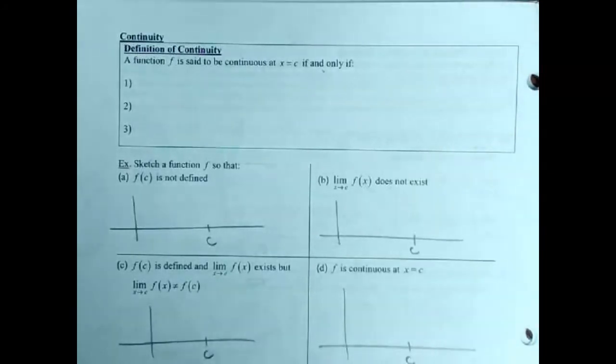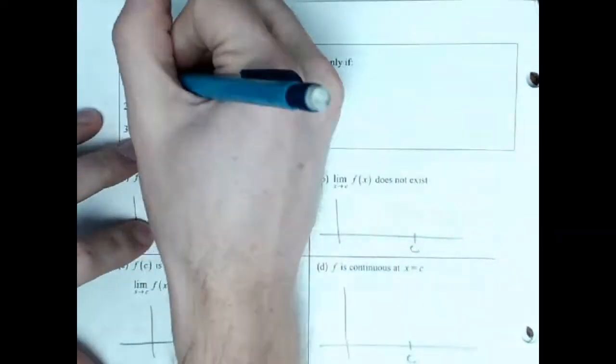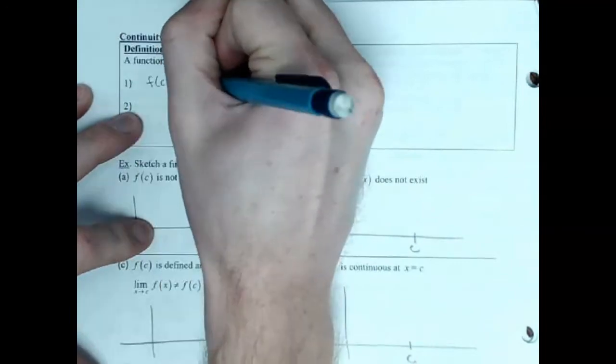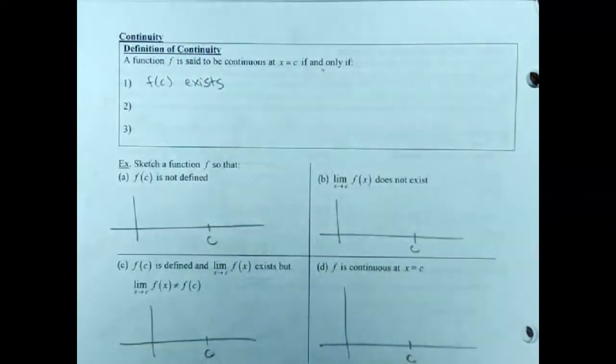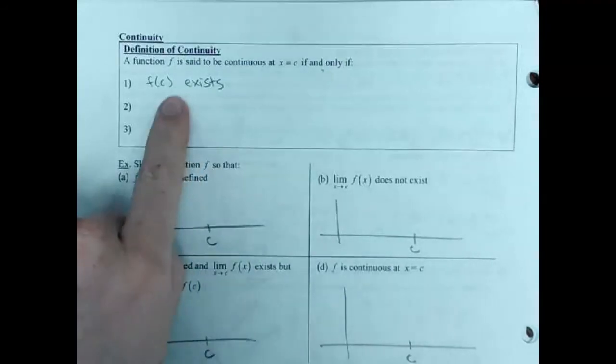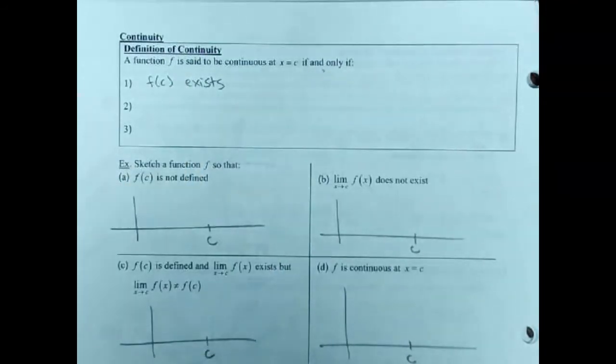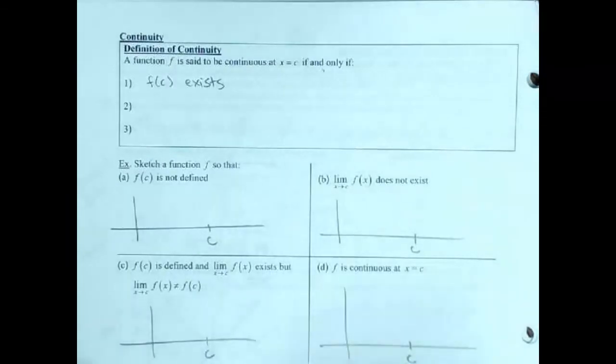A function f is said to be continuous at x equals c if and only if, and three things have to be true. The first thing is f of c exists, right? You cannot be continuous at a point if there is no point. This tells me that there is a solid dot somewhere, right? And that makes sense. The function cannot possibly be continuous if there is no point. Duh.